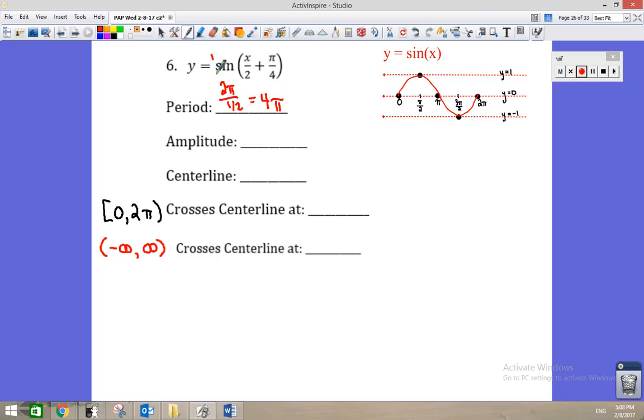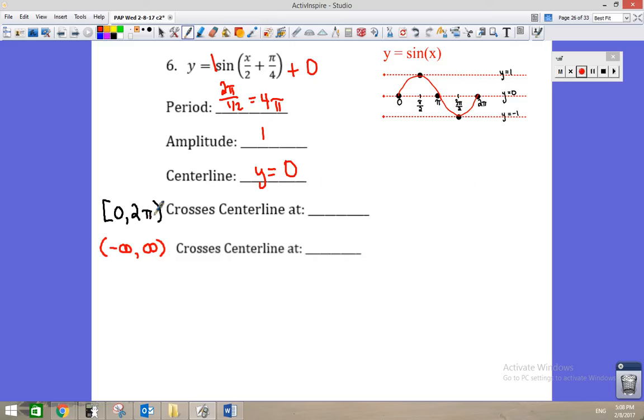The amplitude is the coefficient in front of the sine or cosine. Both of these will always be positive. The center line is what you add or subtract to this, and it's always a line. It's always y equals, and in this case it's y equals 0.